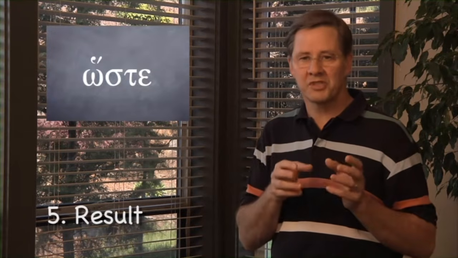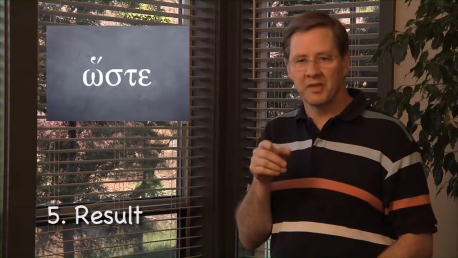Well, the fifth and final way in which infinitives are used is to indicate result. And this is when you have hoste, with the rough breathing, when you have hoste with an infinitive. Now, what's awkward about this construction is we have nothing like it in English. And so we're going to have to take the infinitive and translate it as a regular verb. But when you see hoste followed by an infinitive, you know that the author is indicating result, okay?